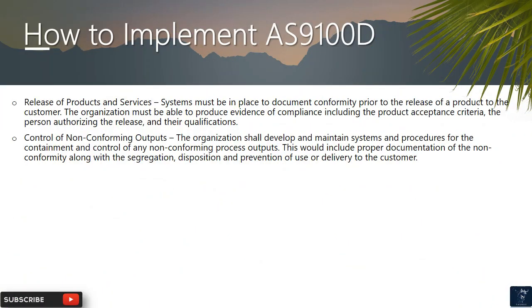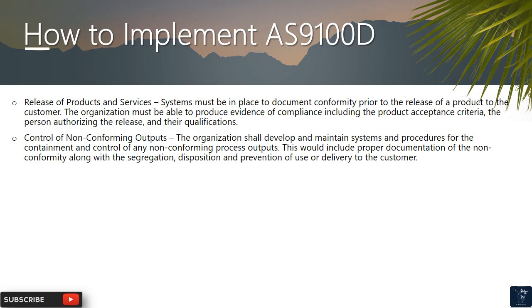Release of products and services. Systems must be in place to document conformity prior to the release of a product to the customer. The organization must be able to produce evidence of compliance including the product acceptance criteria, the person authorizing the release, and their qualifications.